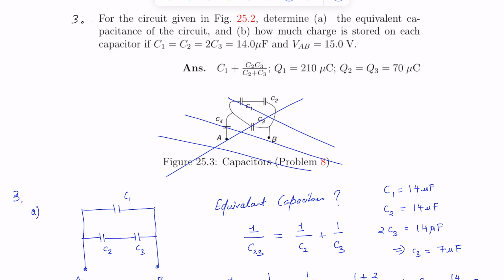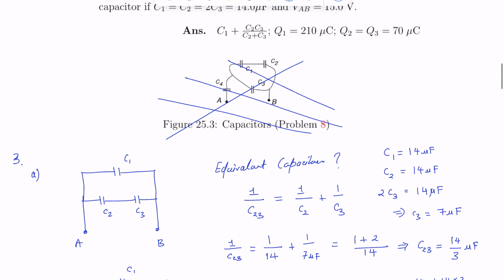C1 plus C2 C3 over C2 plus C3, because C2 and C3 are in series, and then that is added to C1 because that is in parallel with C1.